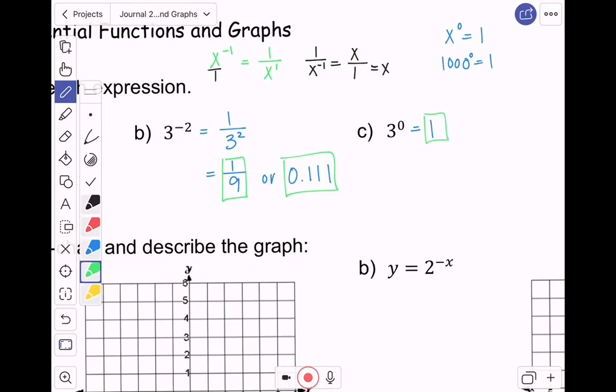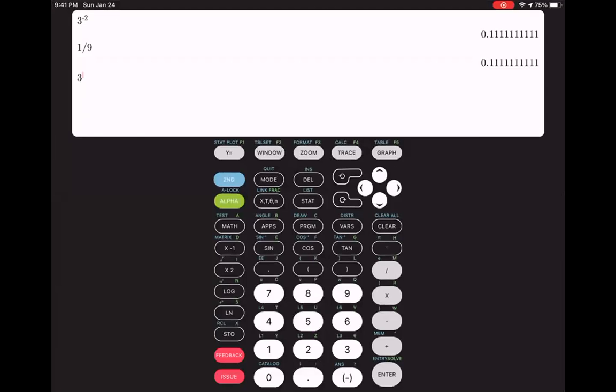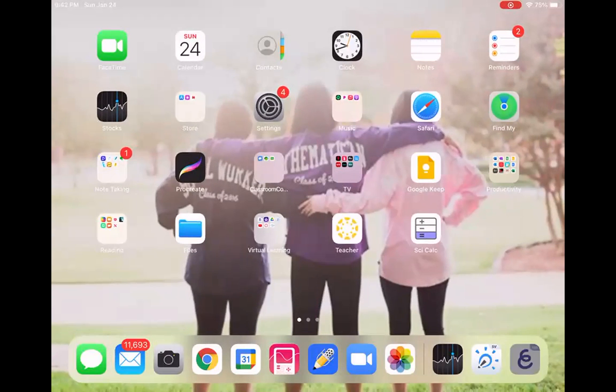And if you don't believe me, just feel free to use the calculator here. So 3 to the 0 power, typing that in, is 1. 1,000 to the 0 power is 1. Anything to the 0 power is always 1.